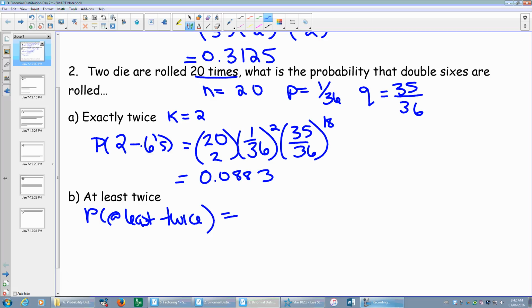Is equal to 1 minus the probability of 0 times minus the probability of 1 time. At least means it's including the second one. So Curtis, you were in here yesterday. David, can you please help me out? What do I write? So I'm going to have 1 minus the probability of 0 times coming up. What would I write for that?